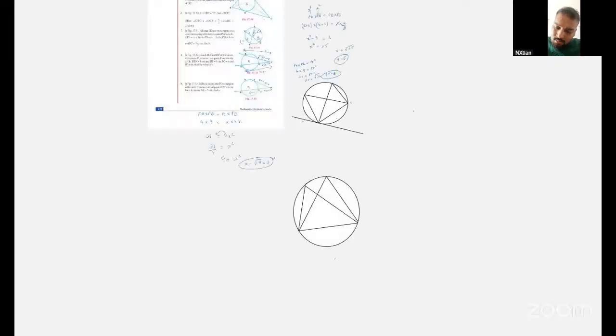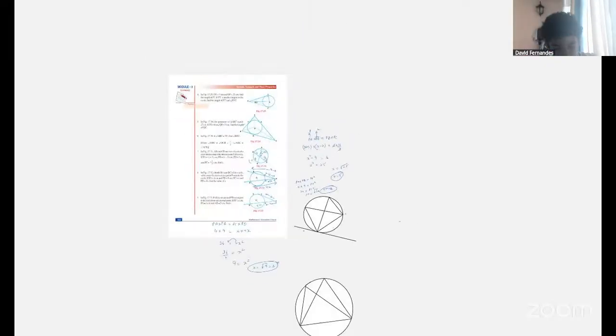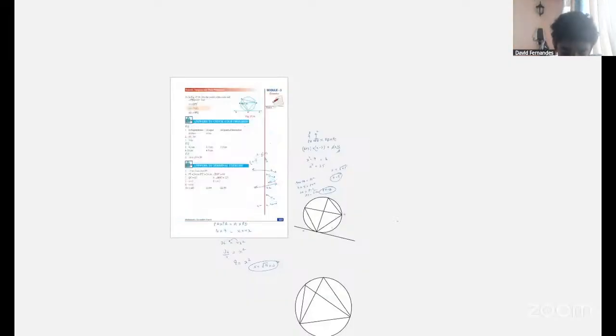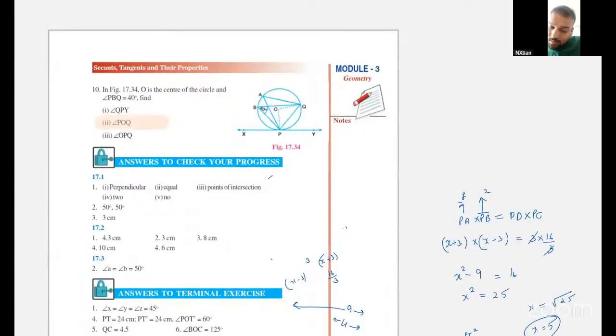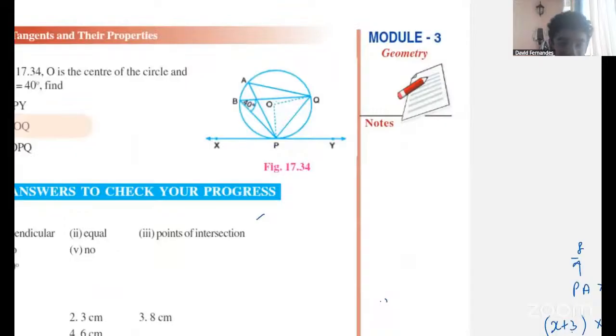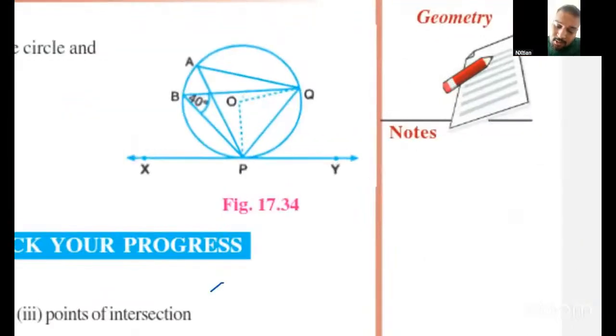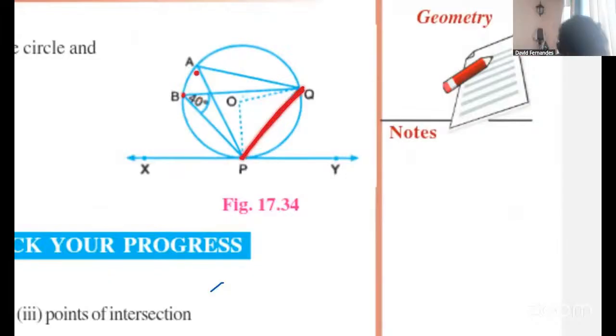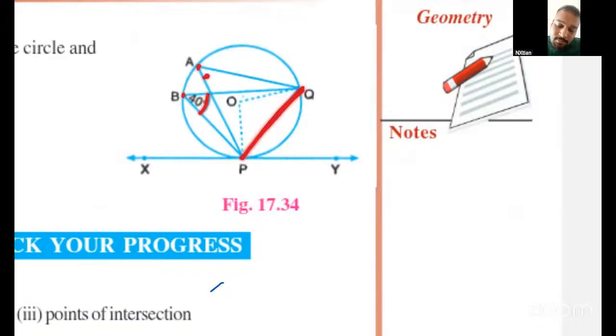Yeah, sir. If you don't mind, then how about the 10th question? 10th question. Okay. O is the center, P, B, Q. So as I told you, the same chord POQ is 80, makes the angle on B, and the same chord makes the angle on A. So it means that this is 40, then this also becomes 40.